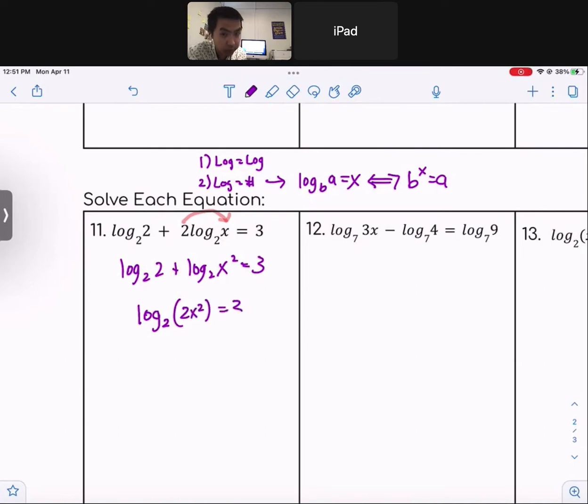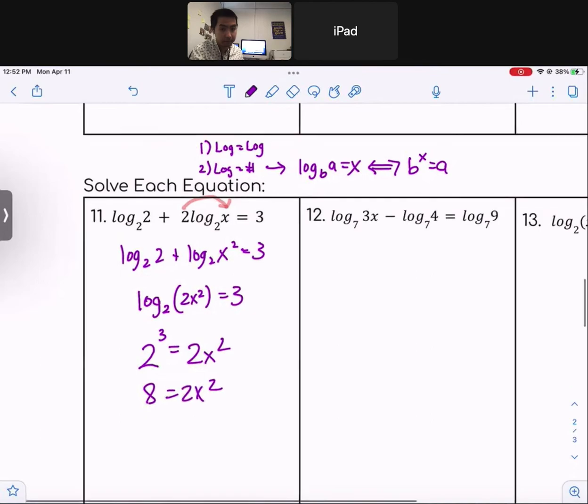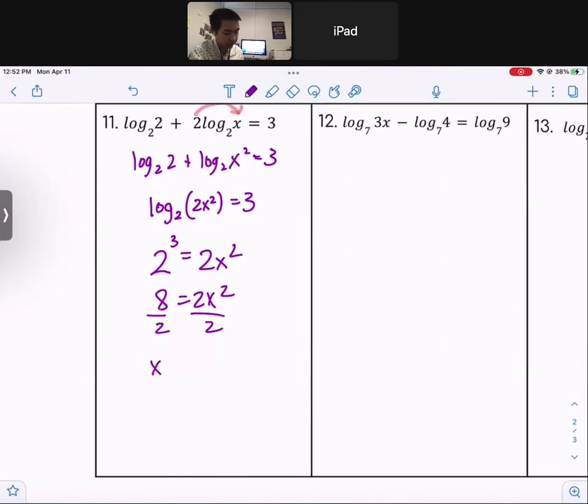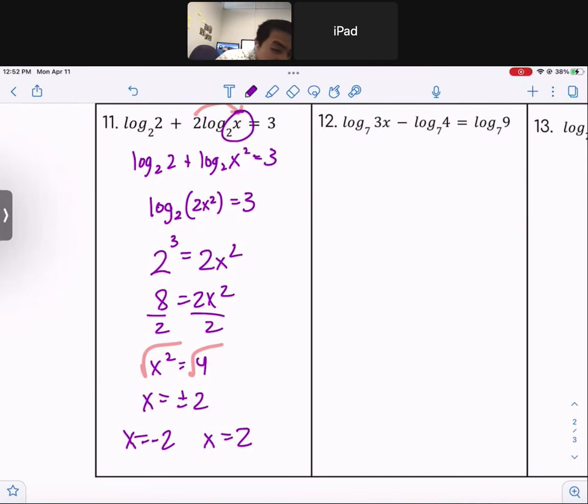2x squared equals 3. Now, changing it from log form to exponential: take the base, which is 2, raise it to 3, and make it equal to 2x squared. 2 to the third is 8. Divide both by 2. x squared equals 4, and then to get rid of that second power, you square root both sides. x equals plus or minus 2, but x equaling negative 2 is not going to work, because when you plug in negative 2 for that x, you get the log of a negative number. So your only answer is x equals 2.